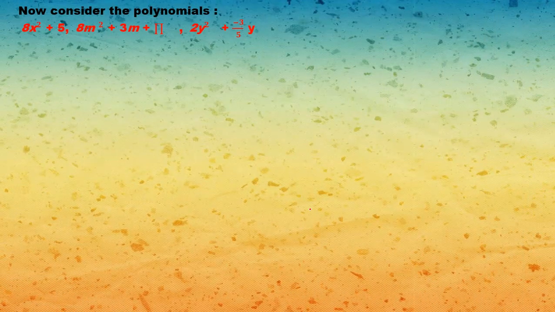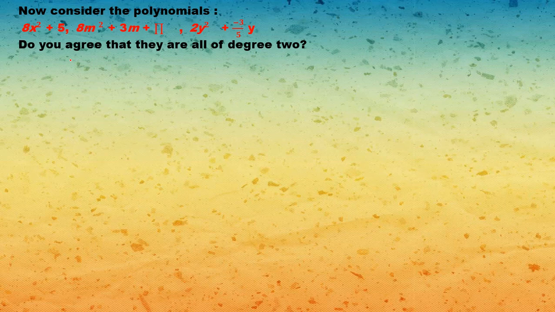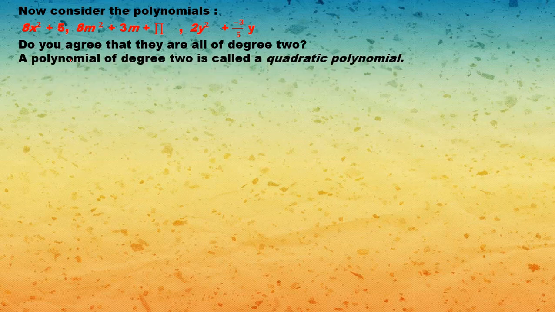Now consider this type of examples: x square plus 5, 8m square plus 3m plus pi, 2y square minus 3 upon 5y. What are we observing here about the degree of the polynomial? Yes, the degree of the polynomial is 2. That means the highest exponent of this polynomial is 2. Correct. So these types of polynomials are known as quadratic polynomials. When the polynomial has degree 2, we give it the name quadratic polynomial.